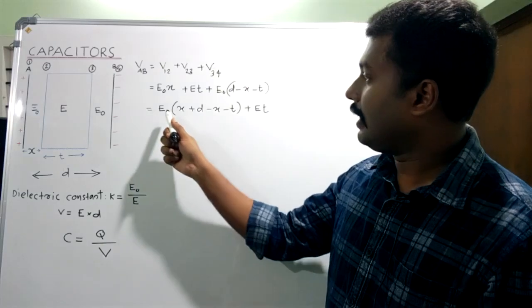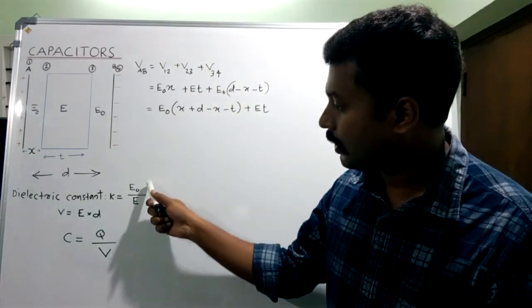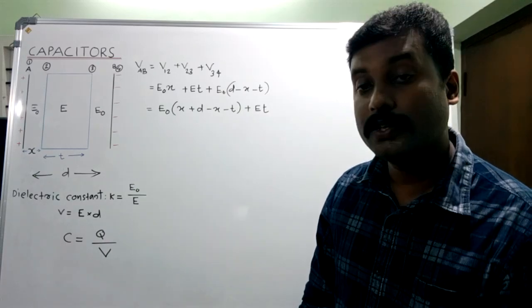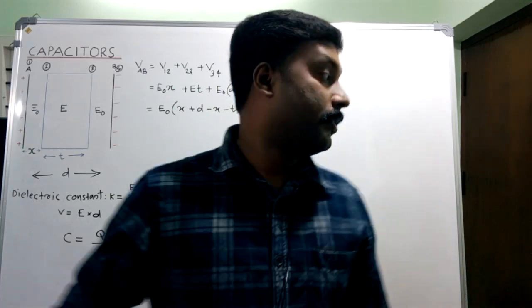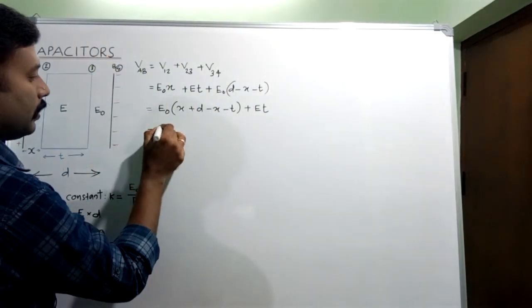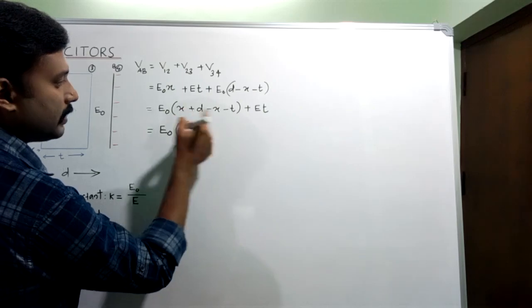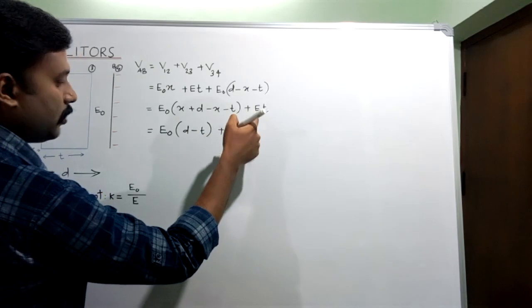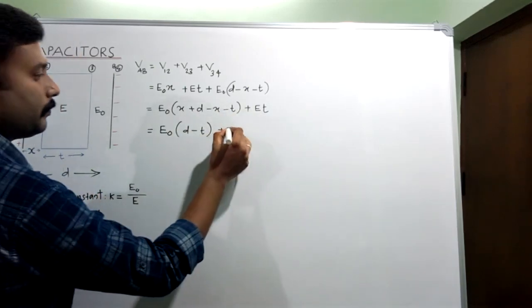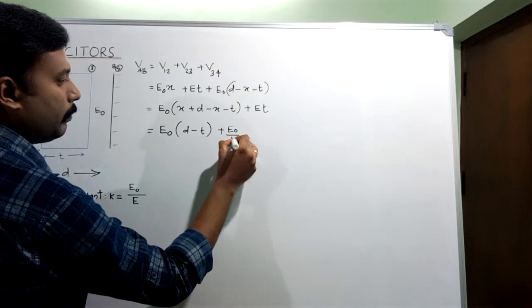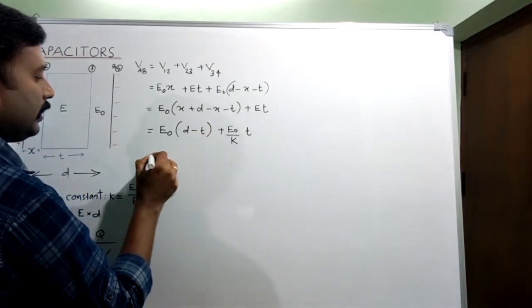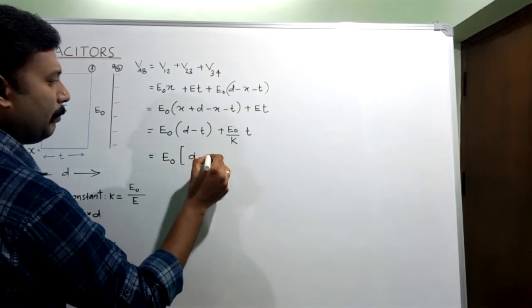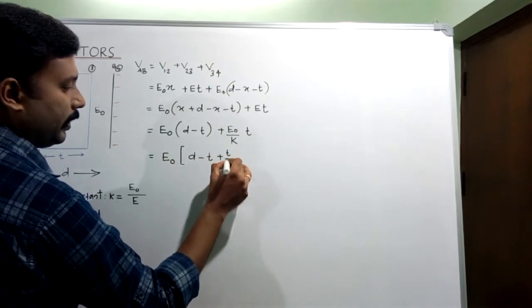Now we have to relate E0 and E. We have the relation E0 by E is equal to K. So instead of E, we can write E0 divided by the dielectric constant K. This equation becomes E0 into X, and X minus X gets cancelled, so D minus T, plus, instead of E, E0 by K into T. Now taking E0 as common, E0 into D minus T plus T divided by K.